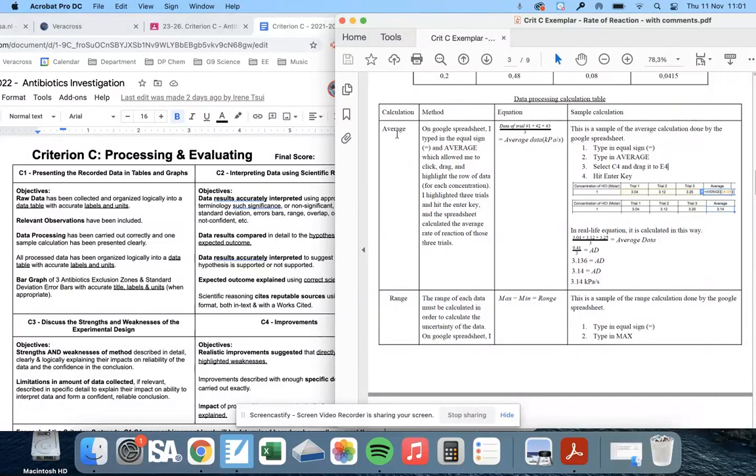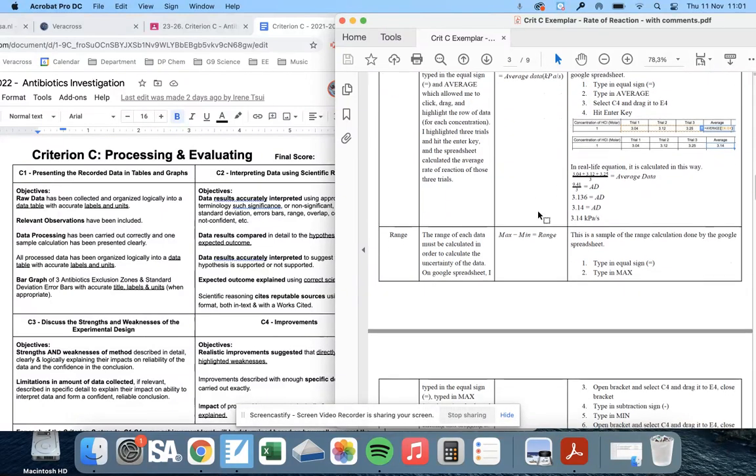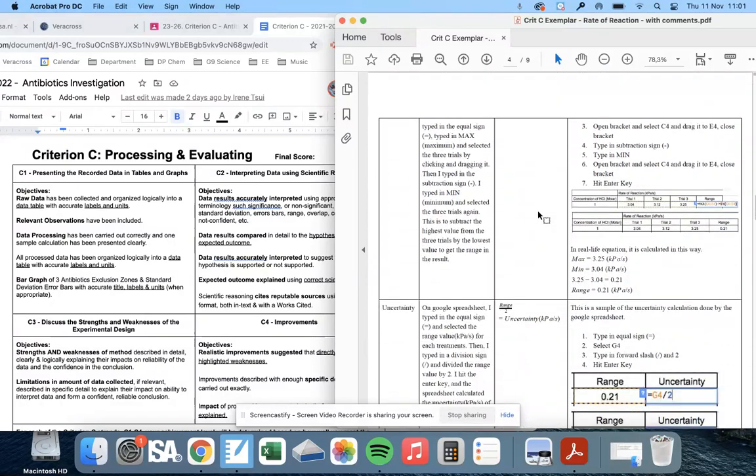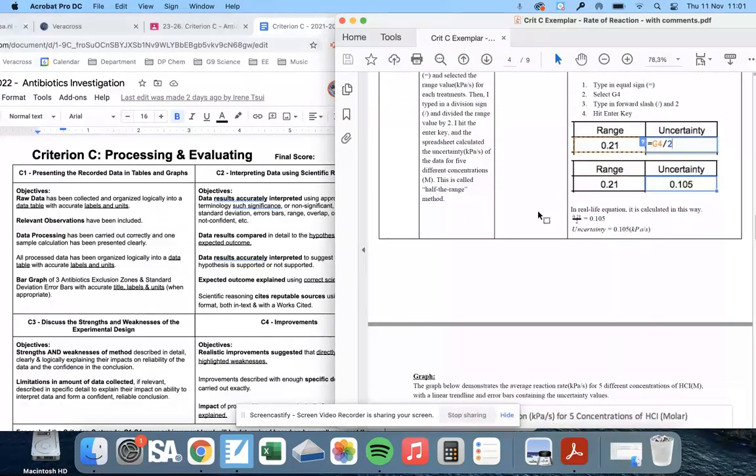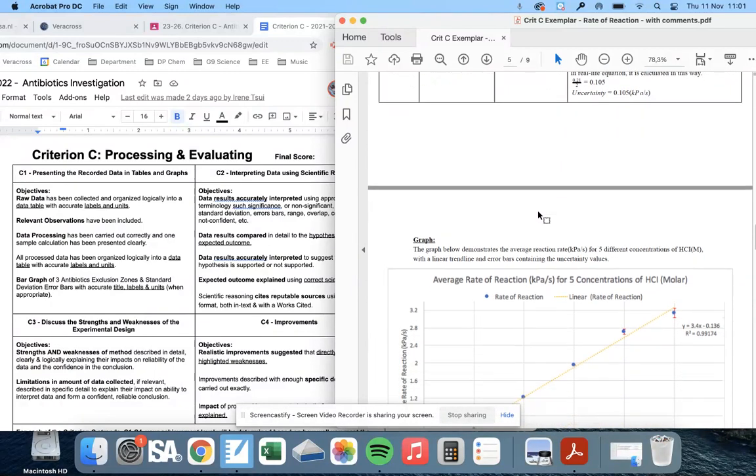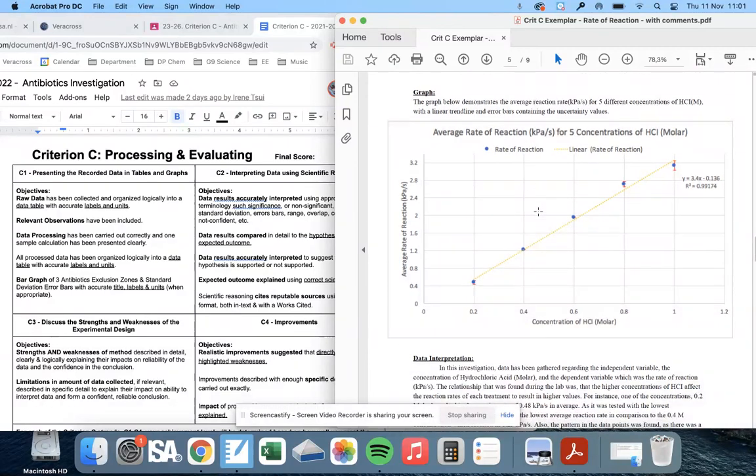So explaining what you're calculating, explaining exactly how you did it, whether on a calculator or with Excel, and then showing a screenshot with Excel as evidence that you actually did this calculation with your numbers. They've done it again for the other values that they needed to calculate in the lab. And then objective 4 is a graph.